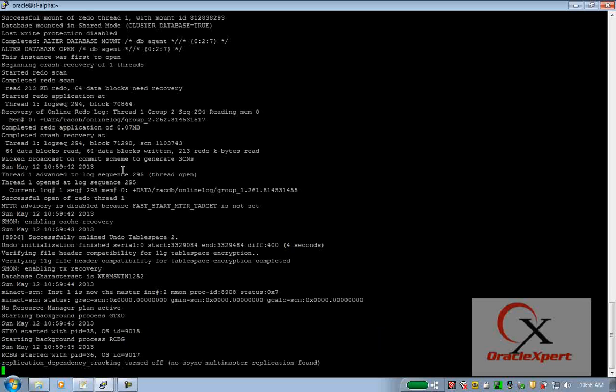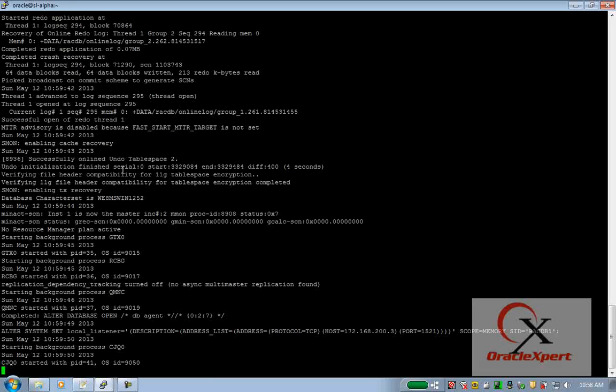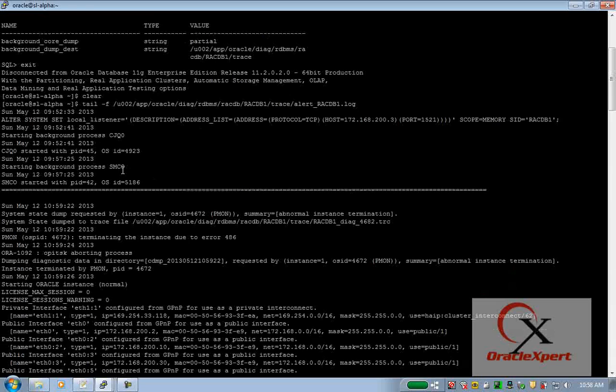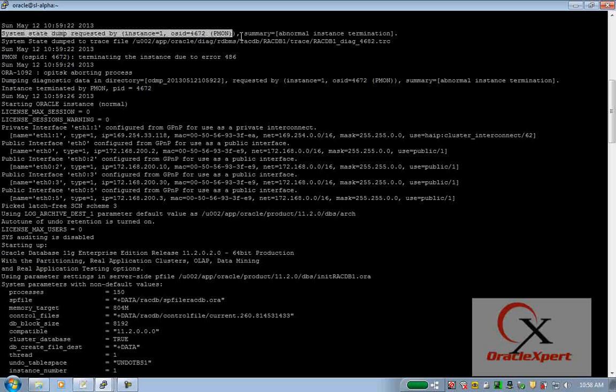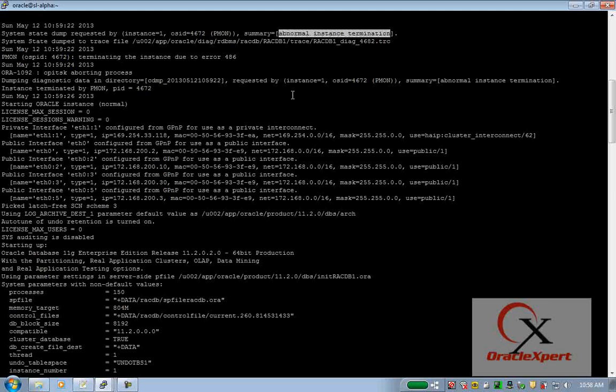Let it settle down first. It says system state dump, abnormal instance termination, which means my instance crashed the moment the bridge was broken. Then it says PMON is now doing a recovery of whatever. Then it immediately started the instance.